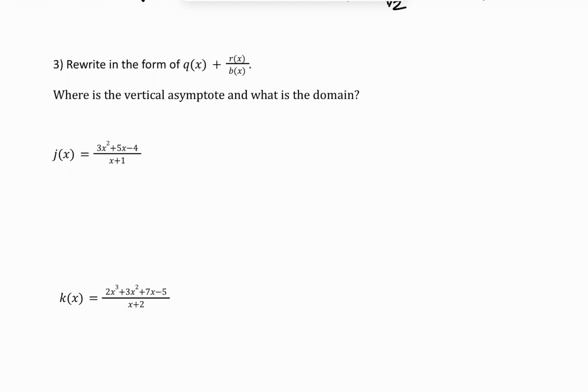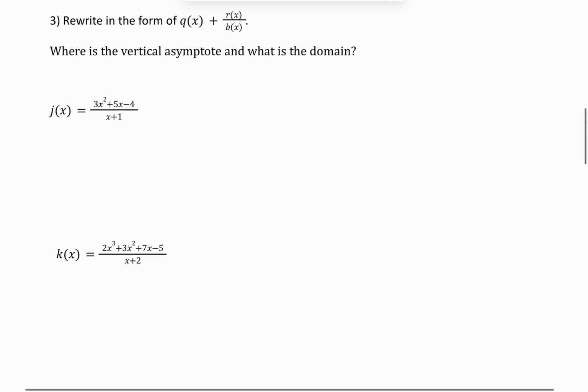Okay, and to rewrite these equations, J of x and K of x, in the form of Q of x plus R of x over B of x, we're going to do the box method, but it also asks to find the vertical asymptote and the domain. So I'm going to do those first, just to do that.